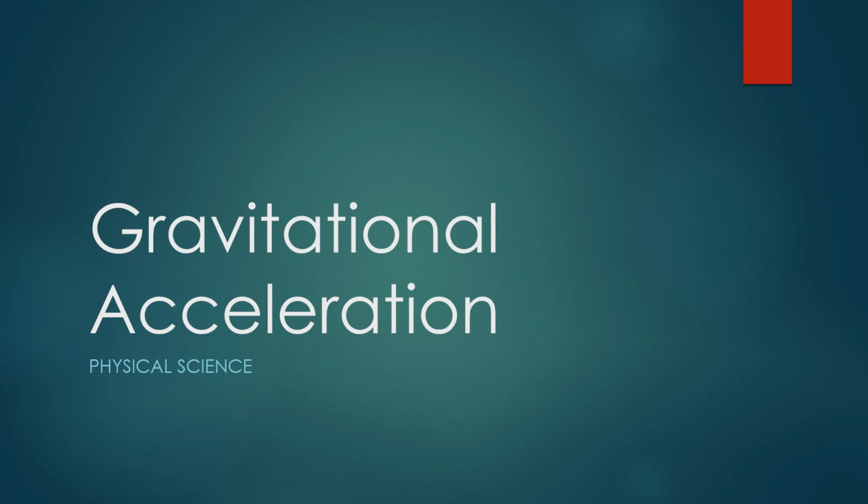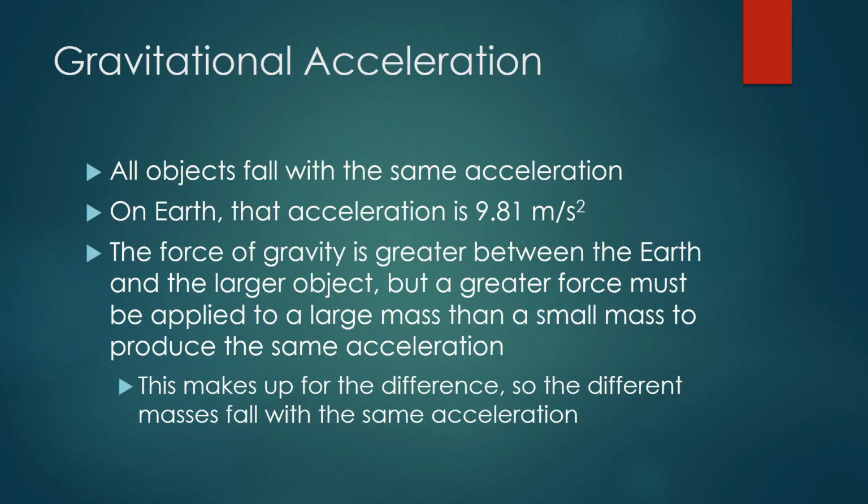Alright, our first lesson of this chapter has to do with freefall and gravitational acceleration. The definition of gravitational acceleration is simply the acceleration that all objects have due to gravity. All objects fall with the same exact acceleration, no matter what size they are. Gravity is going to be the same for every single object on Earth. Earth itself has a gravity of 9.81 meters per second squared.